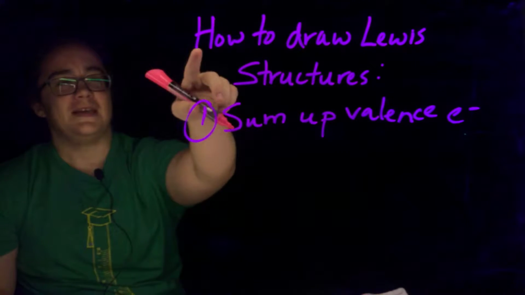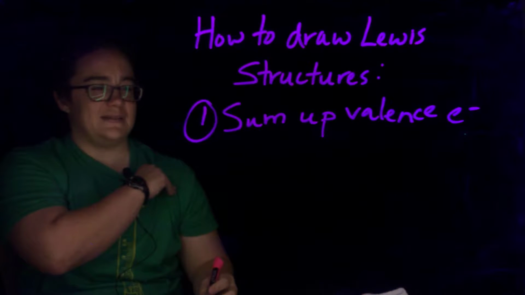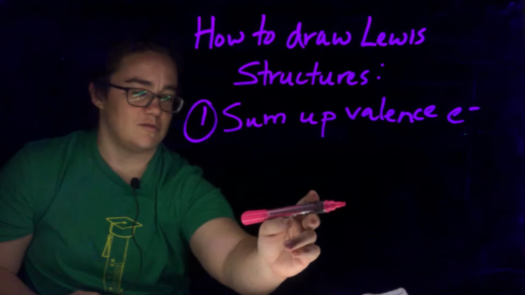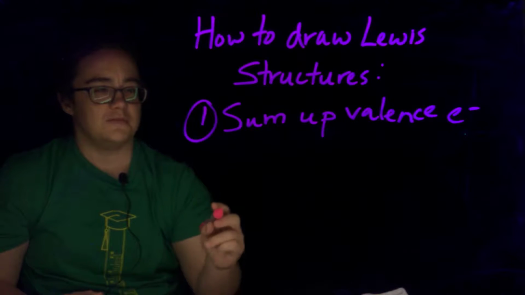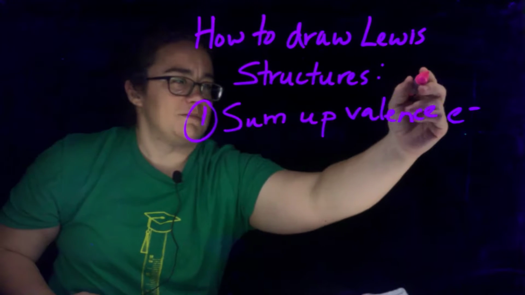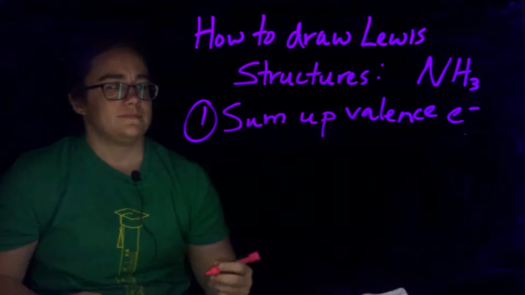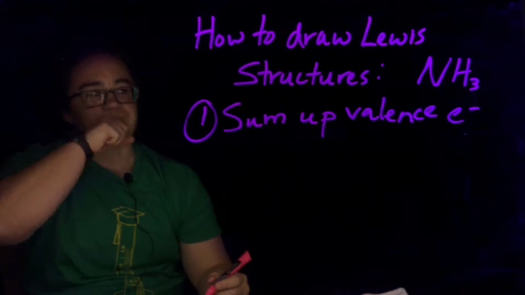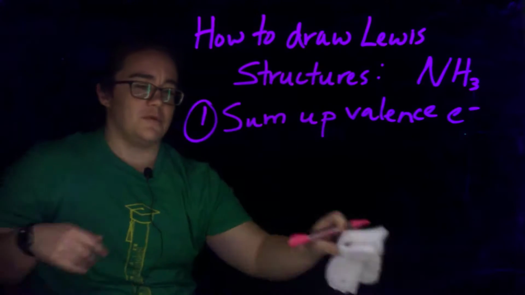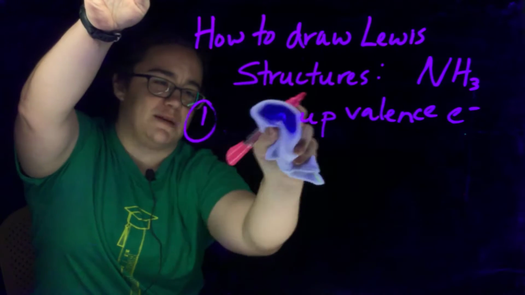Okay, so yeah, we'll go over how to draw Lewis structures today. So this is hopefully just going to be a little reminder of stuff that you've learned before. So we're going to utilize something like, let's just say, ammonia as an example here. Okay, so actually, number one, I wasn't correct. It's not summing up the valence electrons.